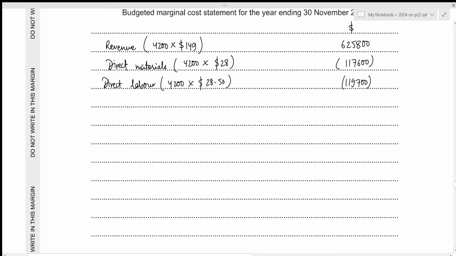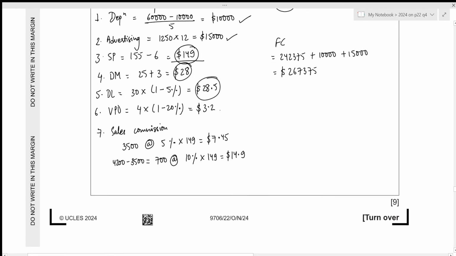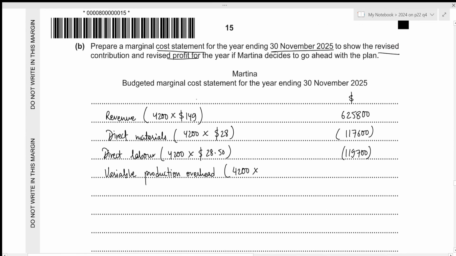Then our next variable cost is the variable production overhead. So variable production overhead, and this was given per unit. So again, we multiply it by the number of units. New rate for the variable production overhead is 3.2 per unit. So the total variable production overhead will be 13,440.